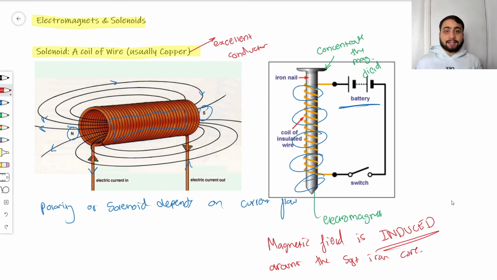Okay, but as soon as we unplug the battery or flip the switch, all of that magnetic field would simply disappear. So that's the real difference between a permanent magnet and an electromagnet. Electromagnets can be switched on and off, permanent magnets can't. Okay, so there are a couple of things we can do to increase or decrease the strength of this electromagnet, and we're going to have a look at those next.